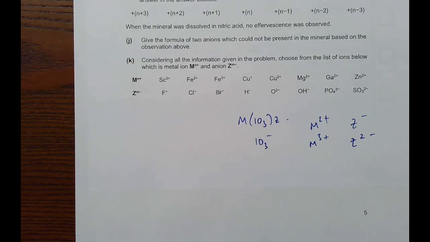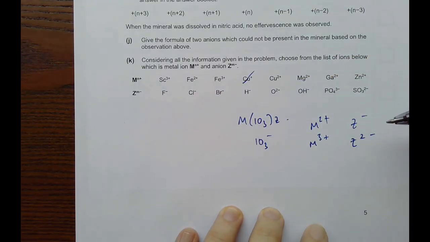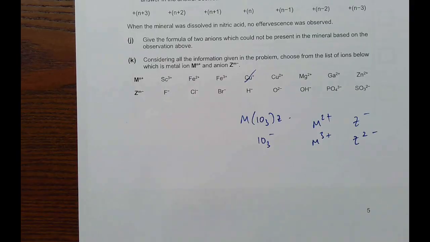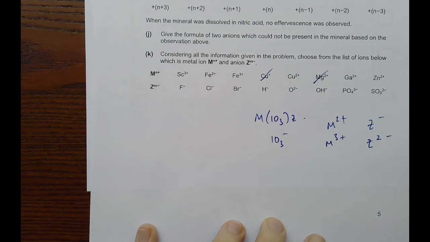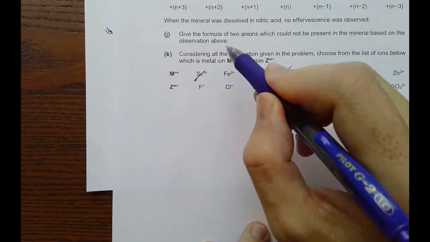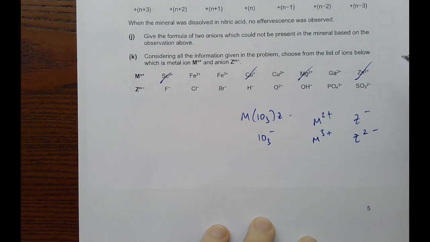So I'm just going to get rid of things that I don't like. Well, copper+ obviously can't work because it's not going to form the next ion down. It's not going to be reduced in the reaction we just thought about. Mg2+ isn't going to work. That's not a transition metal. It's not going to have multiple oxidation states. Sc3+ can't be reduced any further. Zinc 2+ probably not. So we're left with these options here.